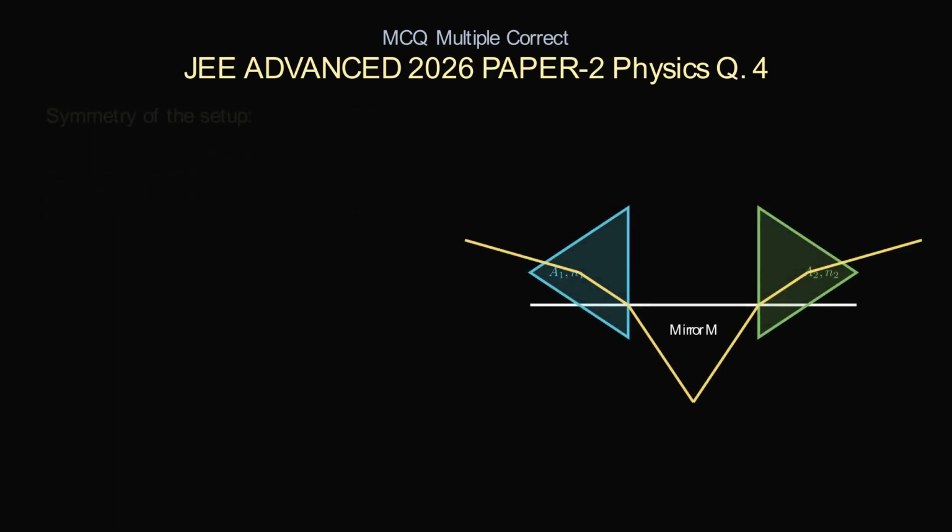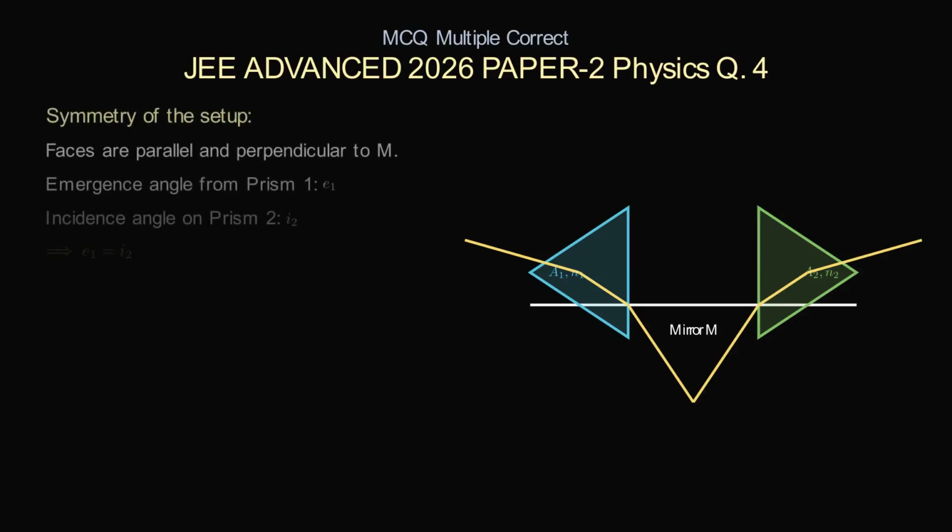Let's analyze the setup. Because the inner faces of the prisms are parallel to each other and perpendicular to the mirror, the angle of emergence from prism 1, E1, is exactly equal to the angle of incidence on prism 2, I2.